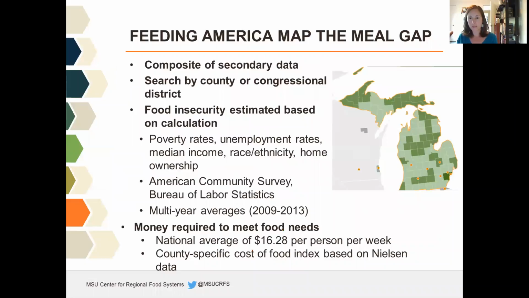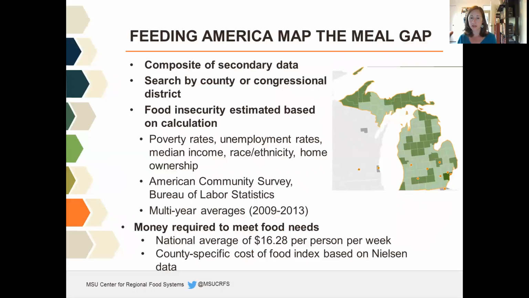So that's a little on BRFSS. And then Feeding America, we also heard about from Lisa as well. So just to share a little bit of how they come up with the numbers that they report. This is a good example of a site that is a composite of secondary data. You can search by county, as Lisa showed, or by congressional district. And then what they present, their data on food insecurity is a calculation based on a number of underlying indicators.